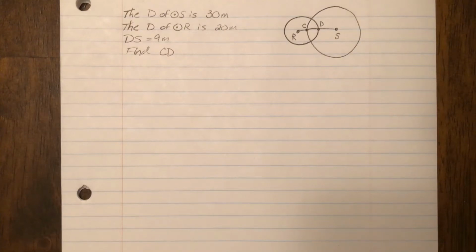The diameter of circle S is 30 meters. Diameter of circle R is 20 meters. DS is 9 meters. Find CD.